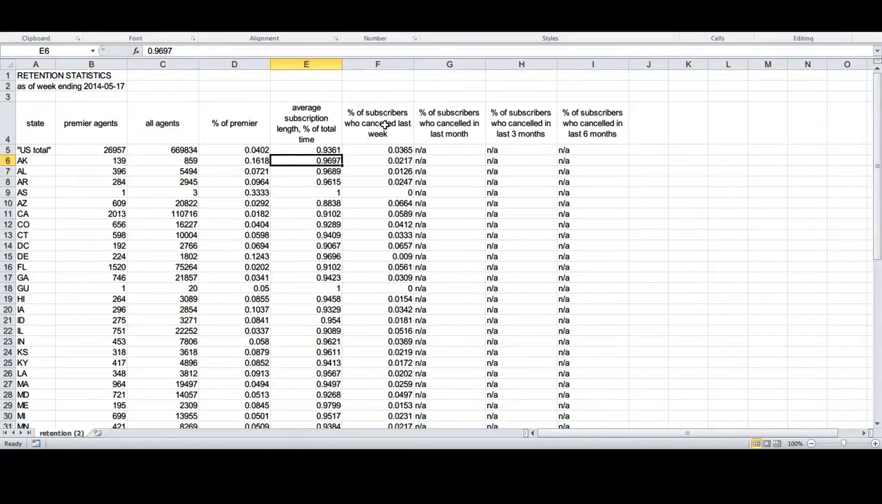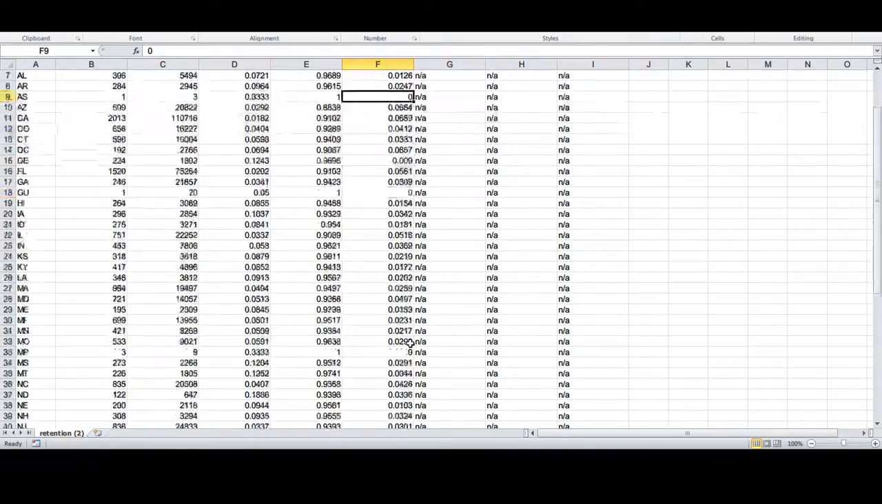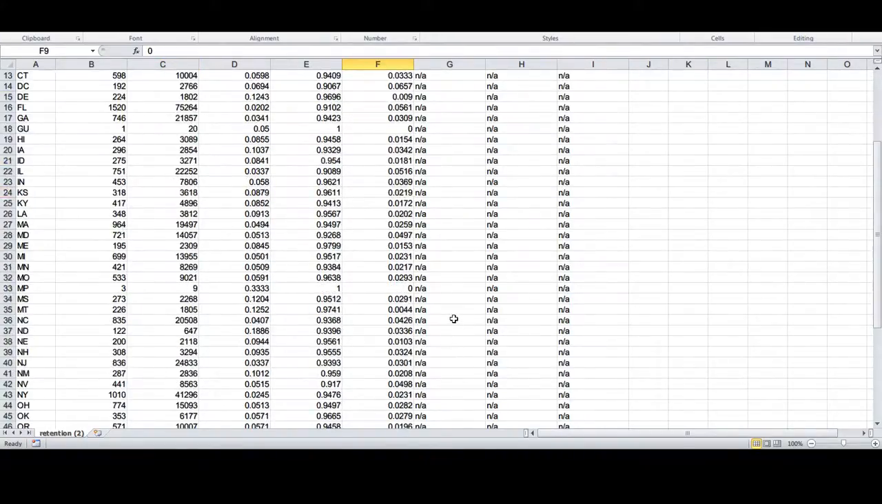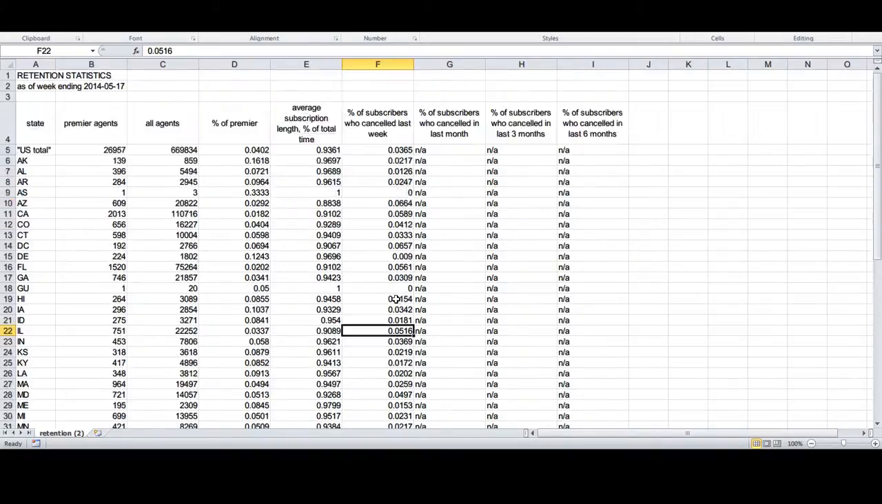And the second column is the percentage of subscribers who canceled their subscription last week. It's just that if 10 agents started last week and this week we only found 9 of them, without any regard to the new agents, in this case this column will have 10%, 0.1. Again, since there are hundreds or thousands of agents in any given state, it's all been aggregated and averaged out, and the numbers are anywhere between 0, where agents didn't cancel at all, and something like 5% for Illinois.